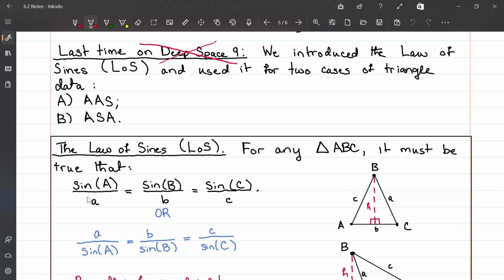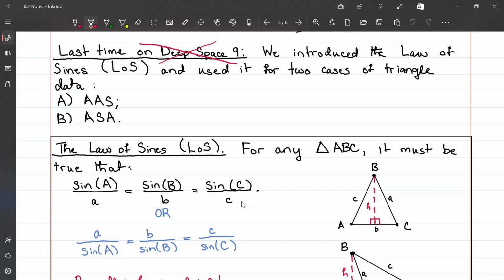So, if I compare sine of A divided by little a to sine of B divided by little b, they are equal to one another, and so are sine of A over little a and sine of C over little c, and so are sine of B over little b and sine of C over little c. All of those pairs of fractions are equal to one another under the law of sines. It doesn't matter whether you are a right triangle, a triangle with an obtuse angle, or if all you've got are acute angles, it always works.